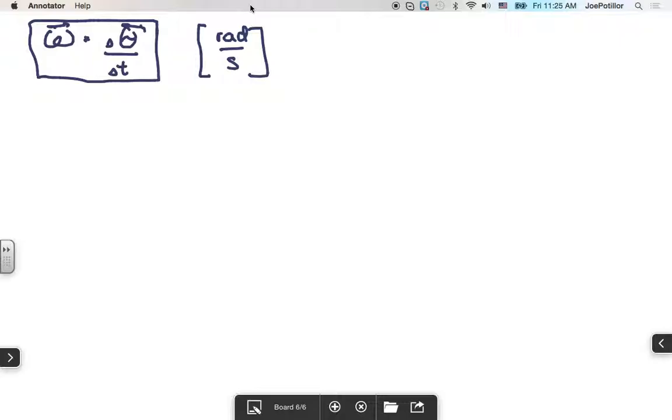So angular velocity tells us how fast the angle is changing in a given time interval. Okay. Alright, so make sure you keep it like that.